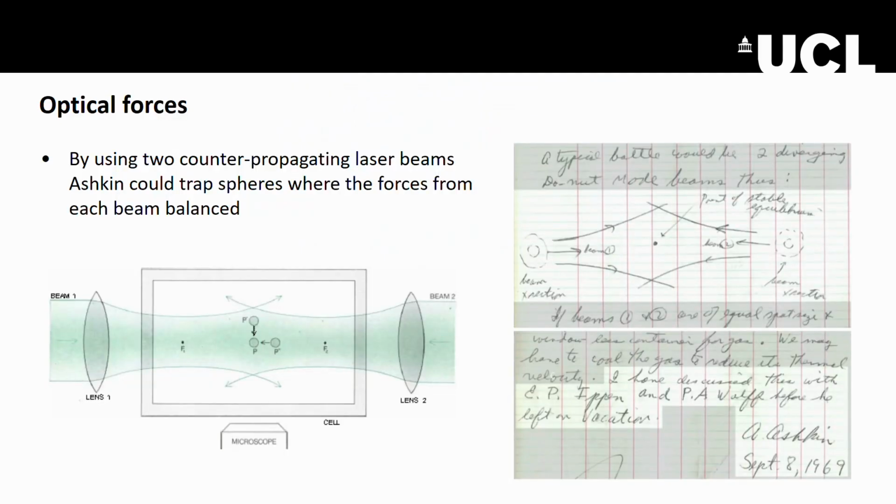This is his drawing of the experiment. This is Ashkin's lab notebook. I always try to impress on my students the importance of keeping a good and accurate notebook. And this is Ashkin's account of the proposed experiment.